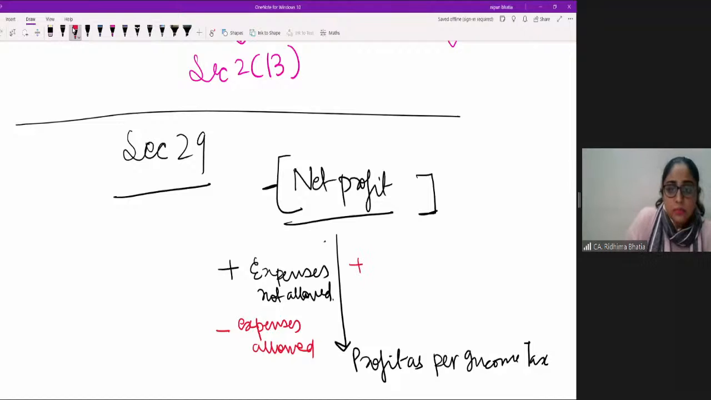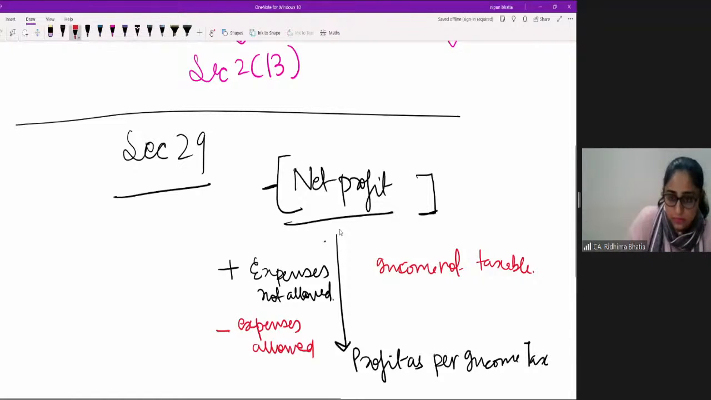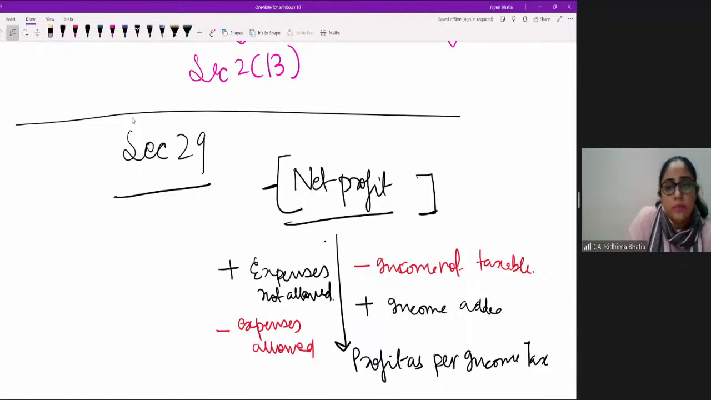Okay, so income not taxable under PGBP will be reduced, not added, will be reduced. And at the same time, income which should be charged to PGBP but has not been charged or added will be added back. Simple. This is how you do it. So you have to be very careful of any adjustment which comes. You have to read all the adjustments, whether these adjustments have been given an impact in my P&L account or they have not given the impact in the P&L account.